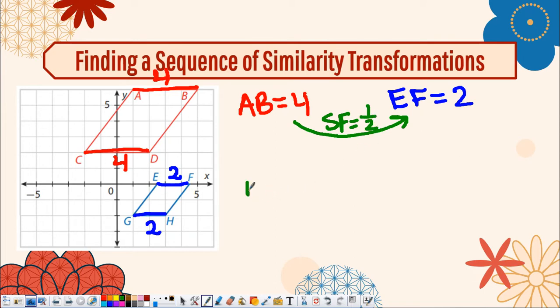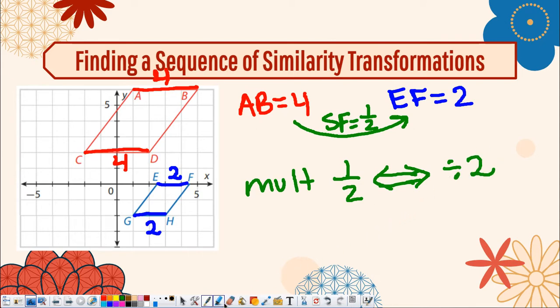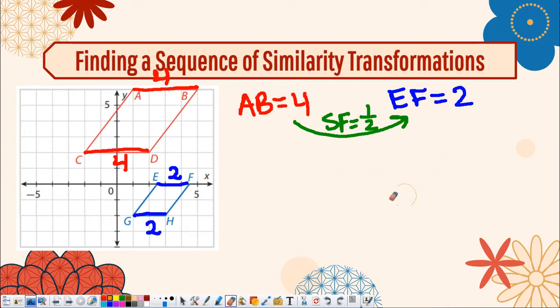Don't forget that multiplying by 1/2 is the same thing. That's what this double arrow means, same thing, as dividing by 2. But for a scale factor, we always want to multiply. All right, so I found the scale factor. We're half done. The only thing left is to figure out how we have to bring the red down here to the location of the blue while shrinking it at the same time.